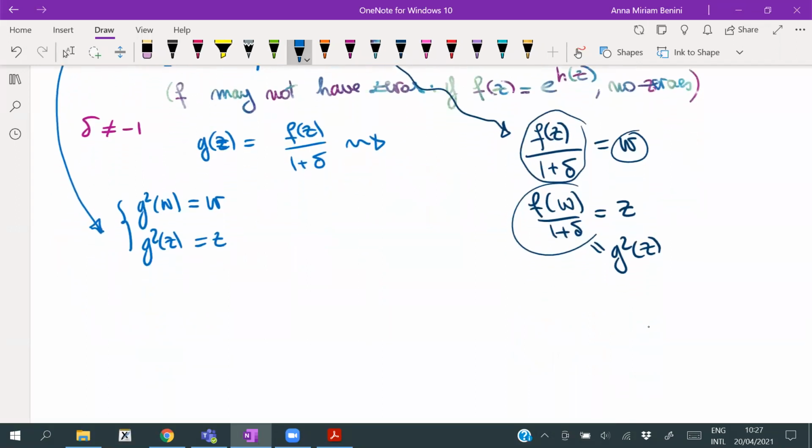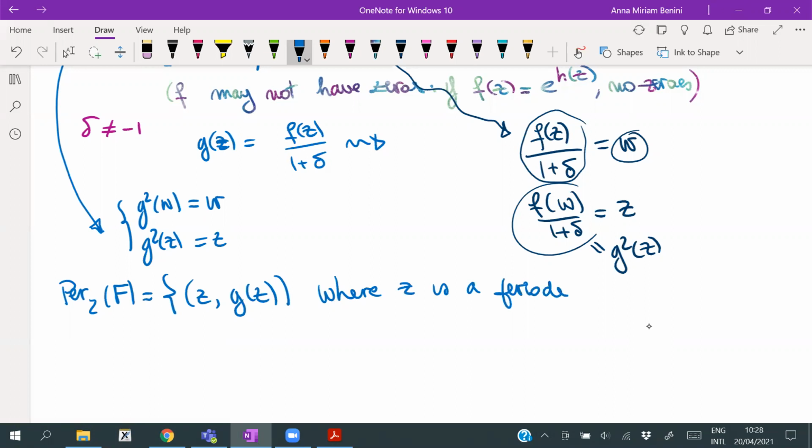So the set of periodic points of period 2 for f are the set of points of the form (z, g of z), where z is a periodic point of period 2 for g.